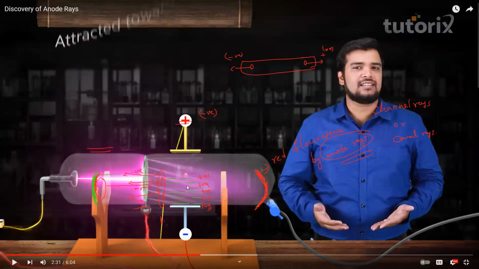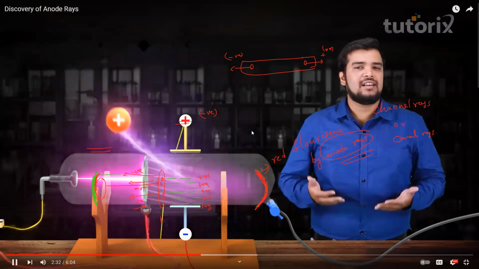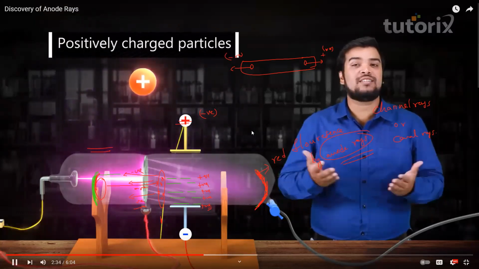So now you all see that it is attracting towards what charge? Negative charge. Negative charge means, in the sense of inside, what charge is there? Positive charge or negative charge? Positive charge. That is what you have to remember. Understand, that these rays are made of positively charged particles.